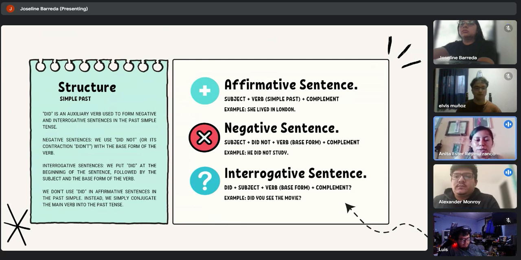Did is an auxiliary verb used to form negative and interrogative sentences in the past simple tense. In interrogative sentences, we put did at the beginning of the sentence, followed by the subject and the base form of the verb. We don't use did in affirmative sentences in the past simple. Instead, we simply conjugate the main verb into the past tense.